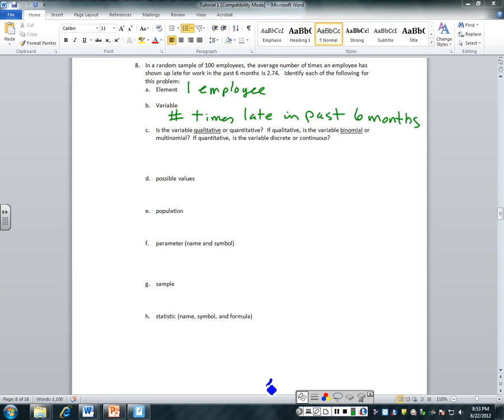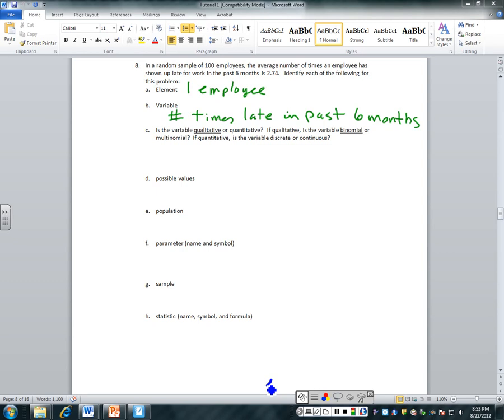Is interesting. Well, depends on your perspective. Anyway, in one of the previous problems, I think I said quantitative, but I might have circled qualitative. I'm not sure about that. I'll go back and look at that in a minute.